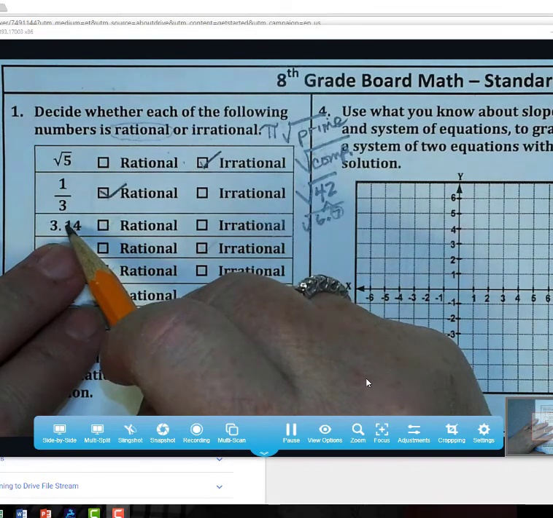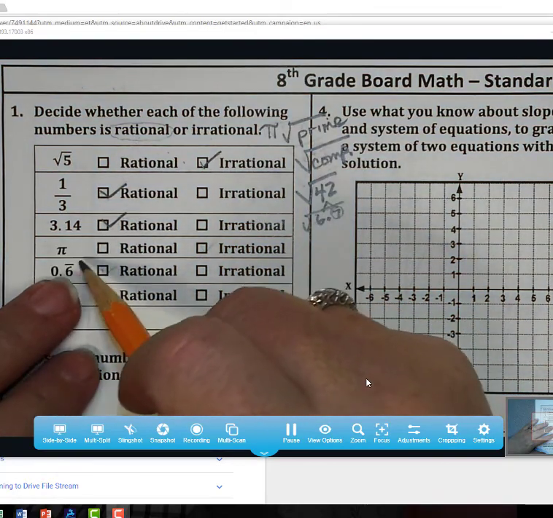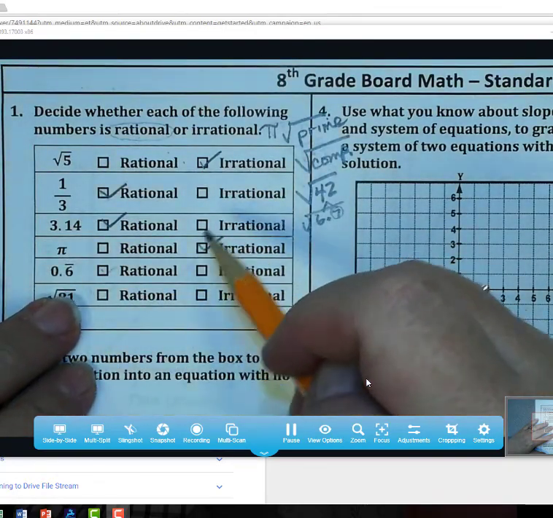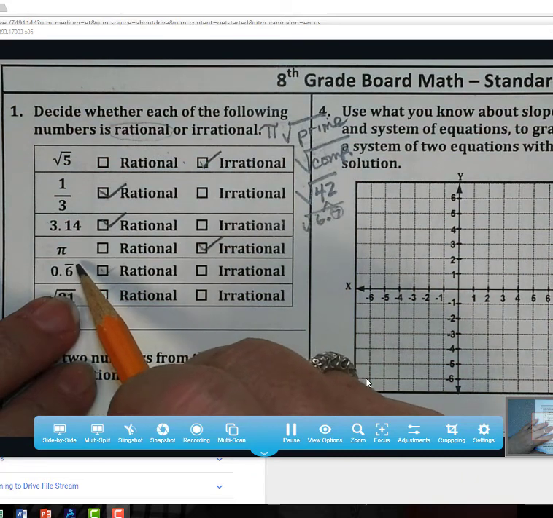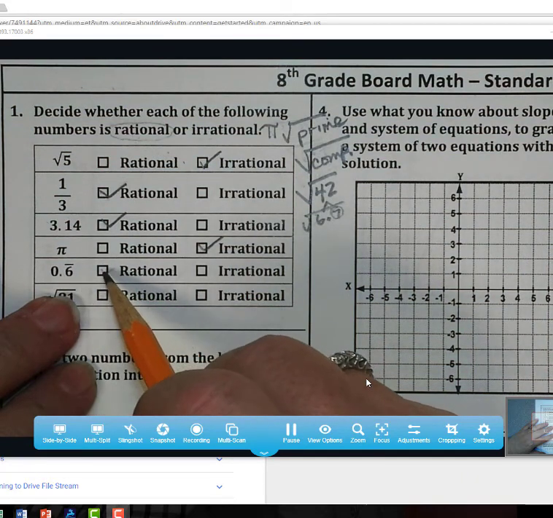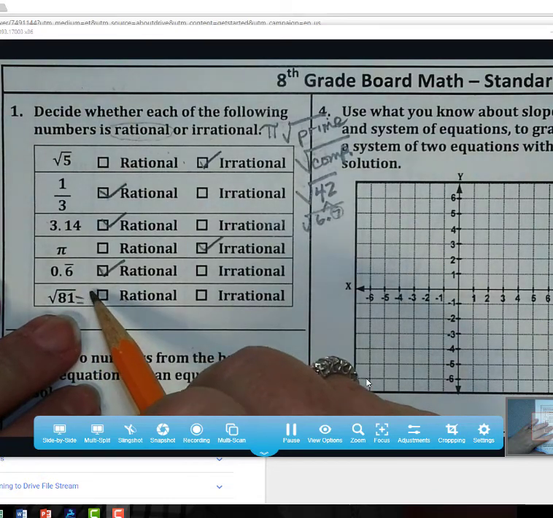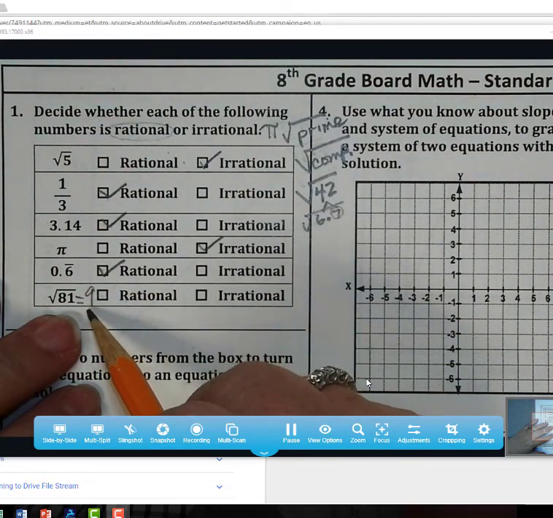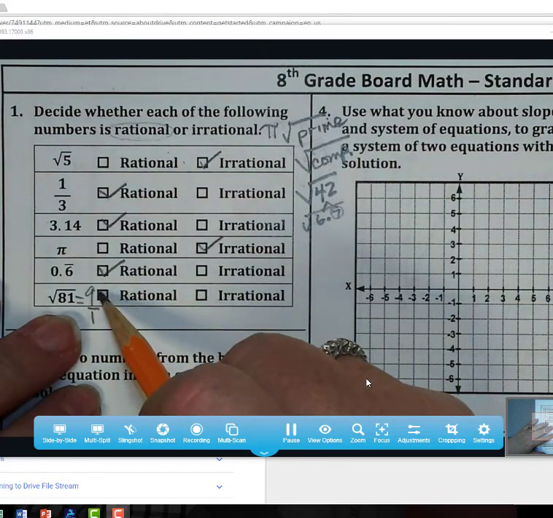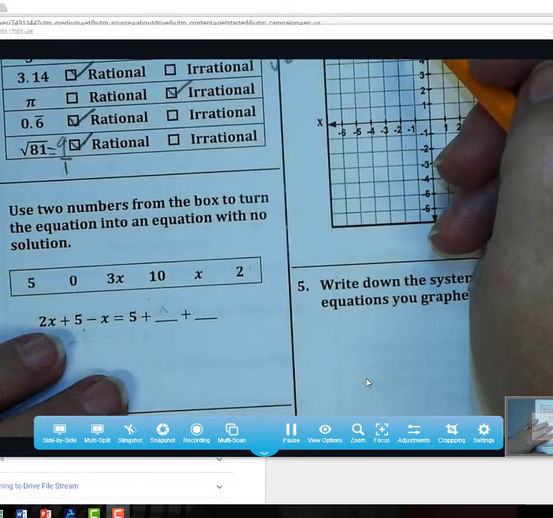It's rational. This terminates. This is pi. It's irrational. This is 0.6, but it's repeating. If the decimal repeats, then it's rational. And finally, this is the square root of 81, which is 9. And you can write 9 as a fraction, 9 over 1, so it's also rational.